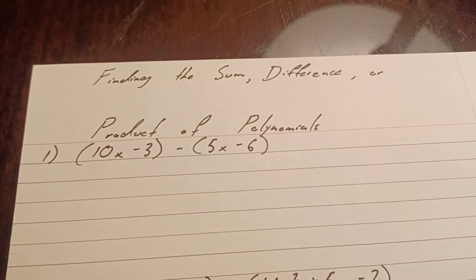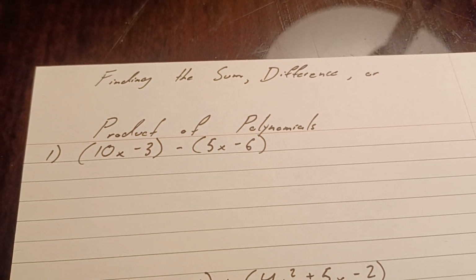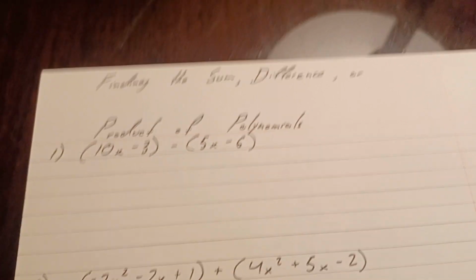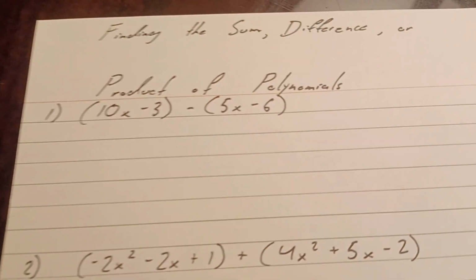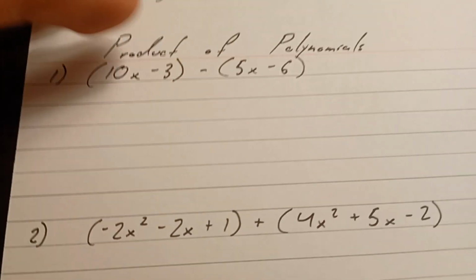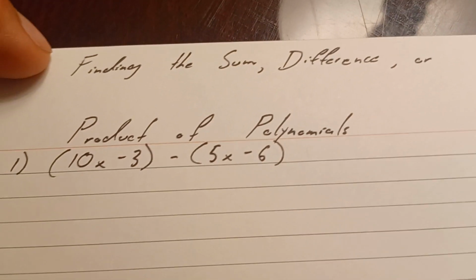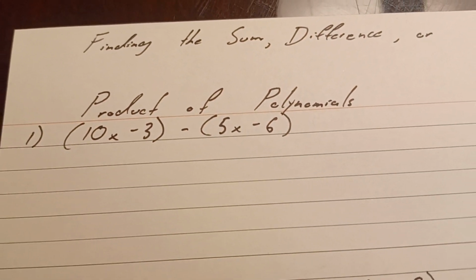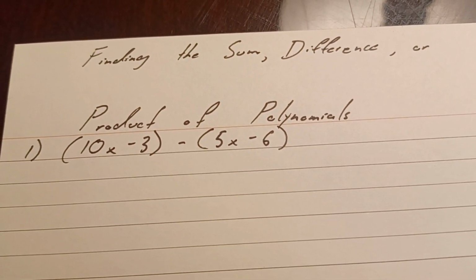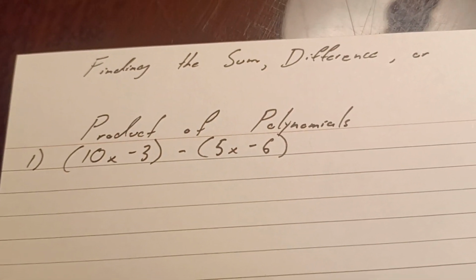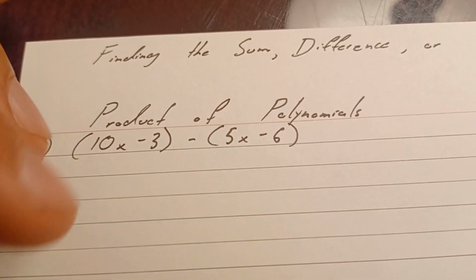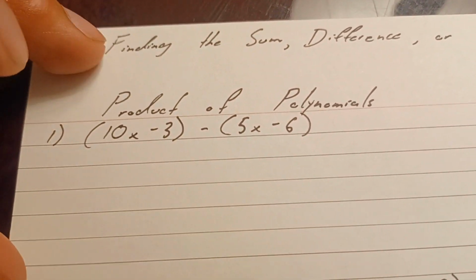Today we have finding the sum, difference, or product of polynomials. I don't even know if I spelled that correctly, but that doesn't matter. We're gonna do math, not English. So we have number 1, 10x minus 3 minus 5x minus 6. So how do we tackle this problem?